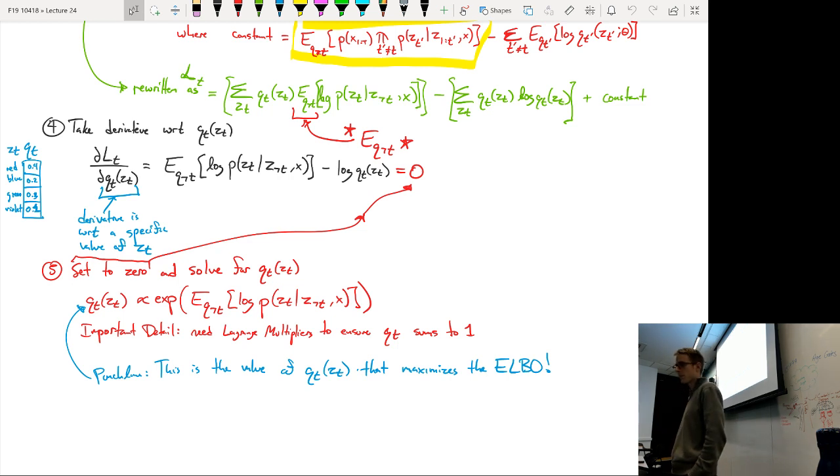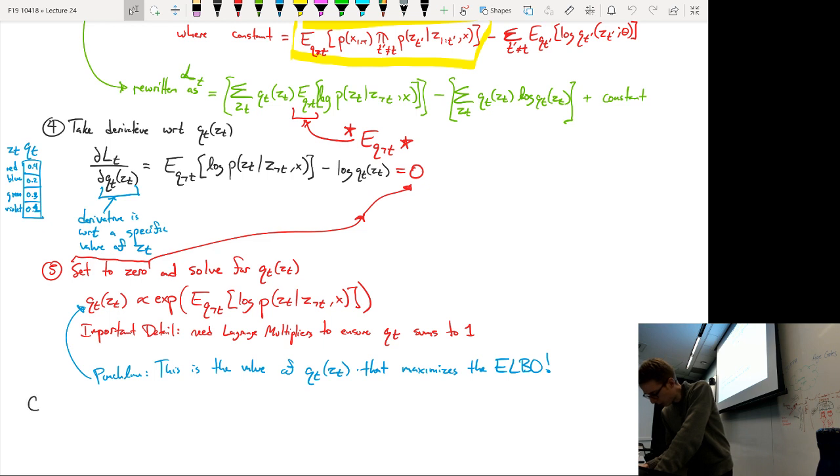Can you go over what's fixed and what's variable? Because I thought that you said we were fixing just the Qt and then the Q not t as a distribution, because we don't know the other variables. The P of Ct given Z not t.